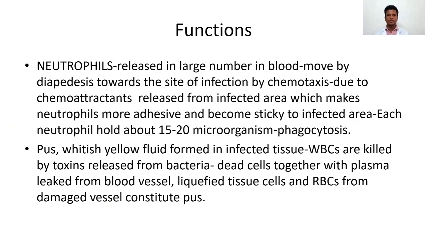Functions of WBC. Neutrophils released in large numbers in blood move by diapedesis towards the site of infection by chemotaxis, due to chemoattractants released from the infected area, which make neutrophils more adhesive and sticky to the infected area. Each neutrophil holds about 15 to 20 microorganisms, a process called phagocytosis. First, whitish yellow fluid is formed in infected tissue. WBCs are killed by toxins released from bacteria. Dead cells together with the plasma leaked from blood vessels, liquefied tissue cells, and RBCs from damaged vessels constitute pus.